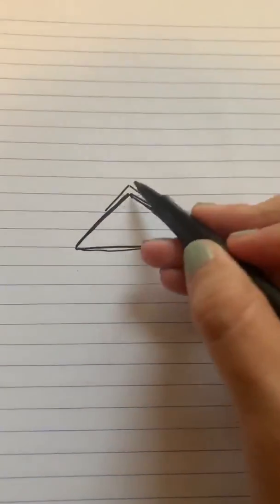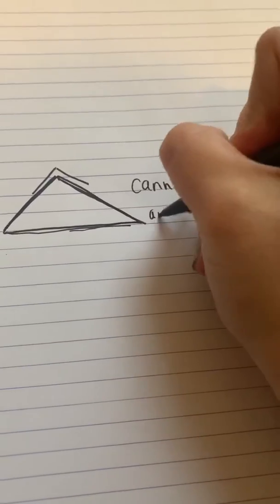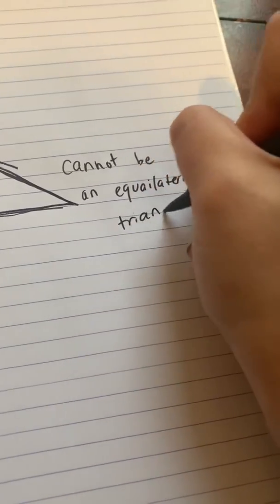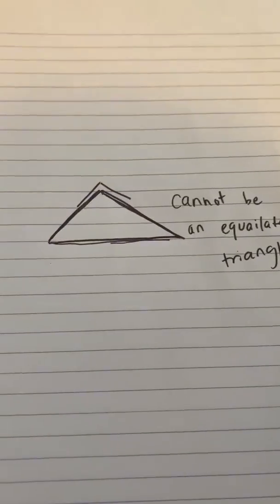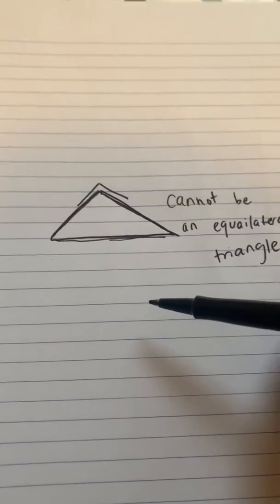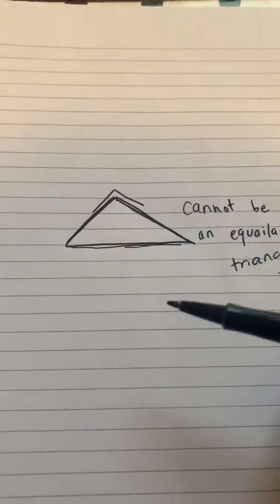So an obtuse triangle cannot be an equilateral triangle. There's no way, because an equilateral triangle needs to have all sides be the same length, but I cannot have all sides be the same length if I need one side to be obtuse.